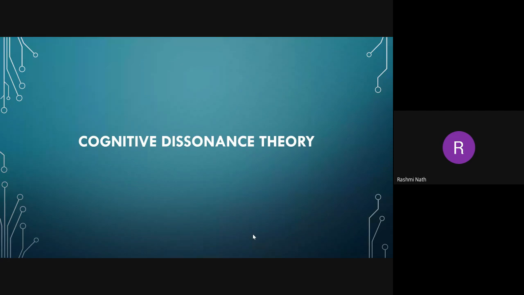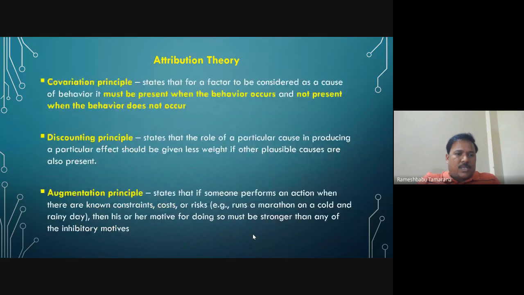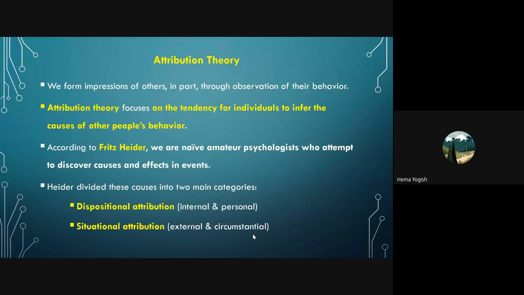No, sir, thank you. Sir, can you show us the second slide, please? The principles of attribution theory. Sorry, ma'am, the second slide, can you show us once? The attribution theory principles slide, the principles, assumptions that make the theory. Yes. The discounting principle, ma'am. Yeah, thank you, sir.